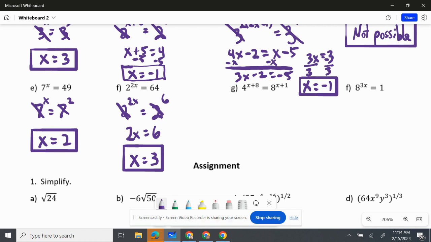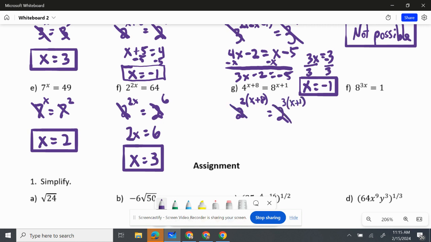Letter G is a difficult one because 4 squared is 16, not 8. So our common base is not going to be 4. It's actually going to be 2. So 2 squared gives us the 4. And then what we have is the x plus 8. Then 2 cubed gives us the 8. And then we have the x plus 1.